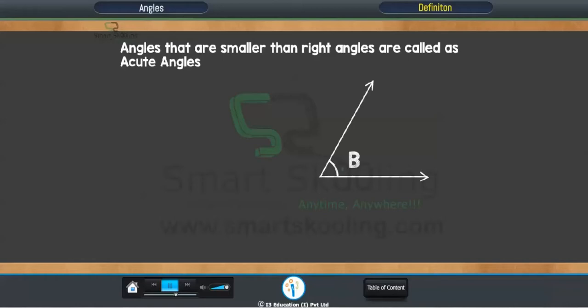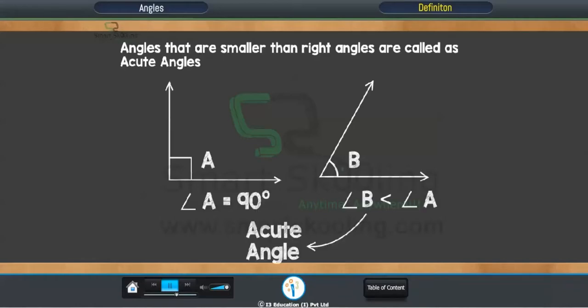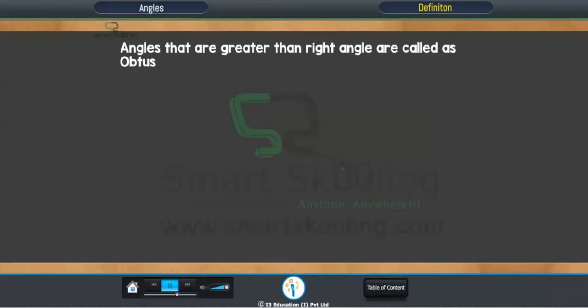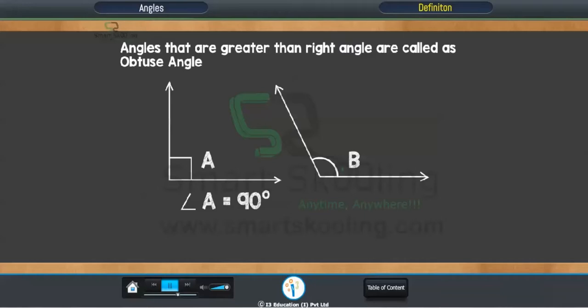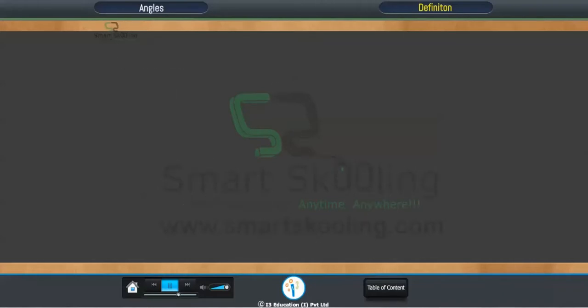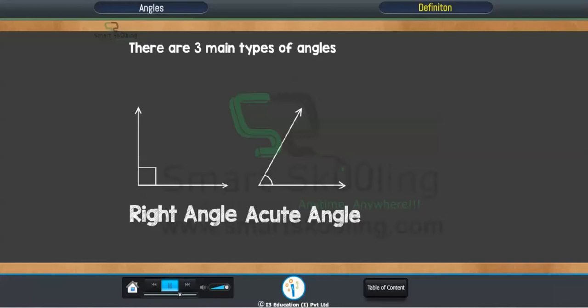Angles that are smaller than right angles are called acute angles. Angles that are greater than a right angle are called obtuse angles. So there are 3 main types of angles: right angle, acute angle, obtuse angle.